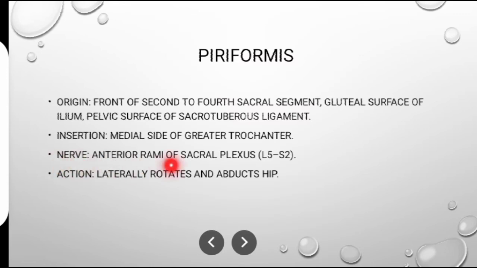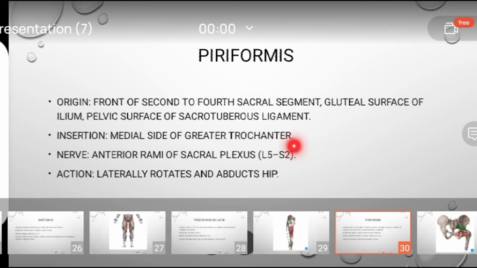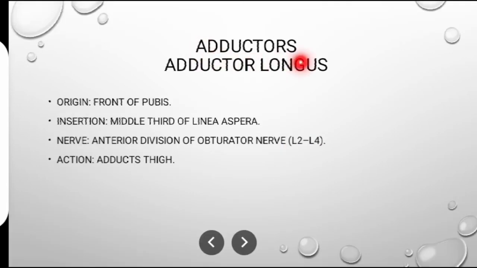Nerve supply anterior rami of sacral plexus. Action lateral rotation and abduction of hip. Now discuss the adductor muscles. The muscles that are involved in adduction of hip. The first adductor muscle is adductor longus.